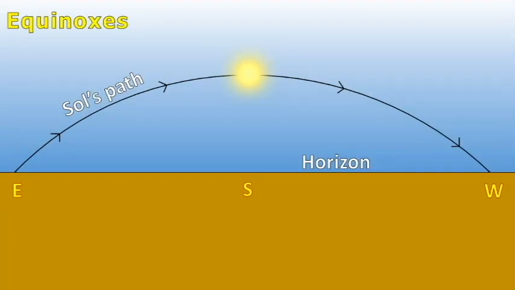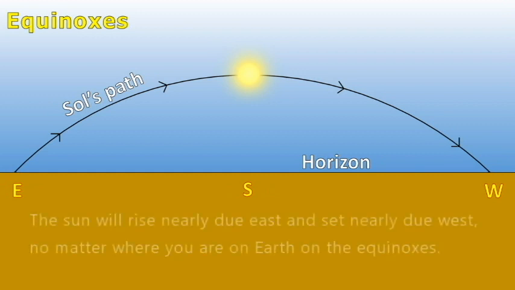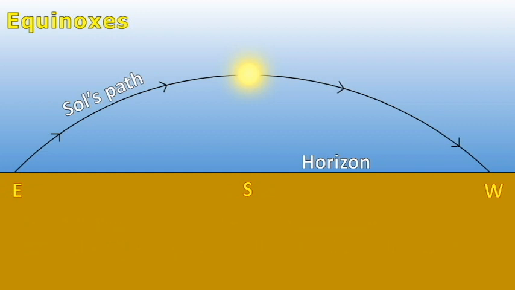What you see here applies on the equinox only. You see E is east, S is south, W is west, and as you can see, the sun rises in the east and sets in the west. Due east, due west are really close to it on both equinoxes. So that's what this is showing you.